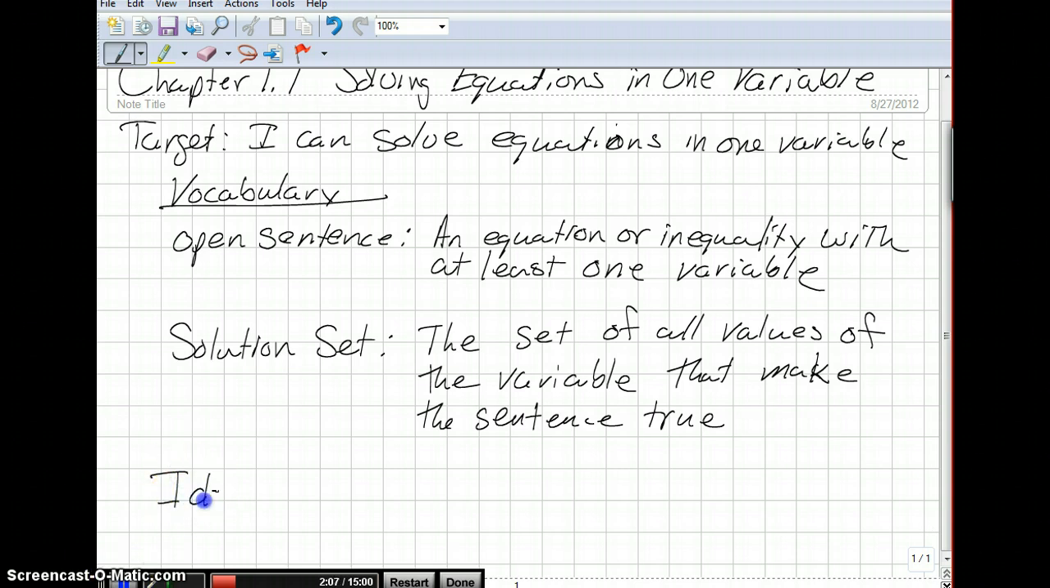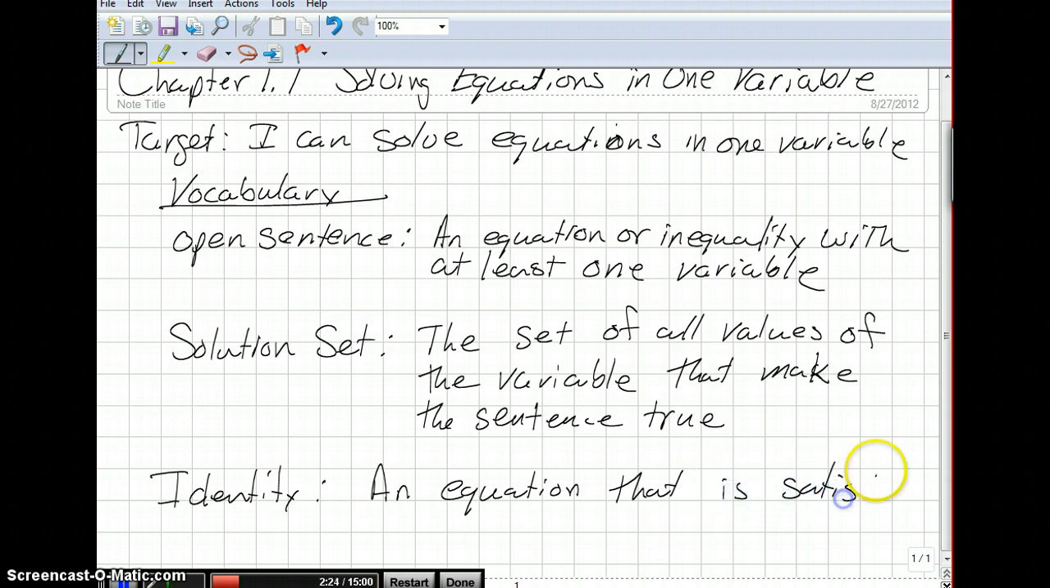Identity. An equation that is satisfied by all values.